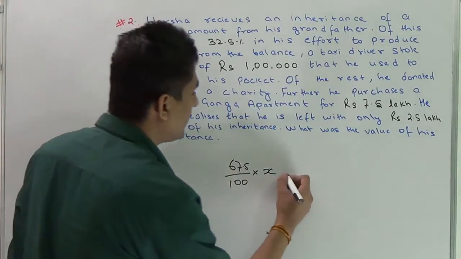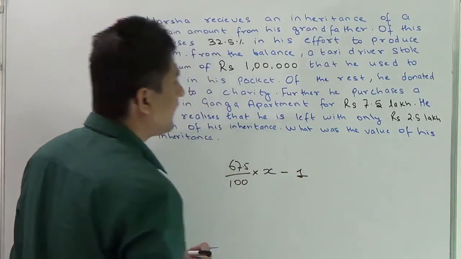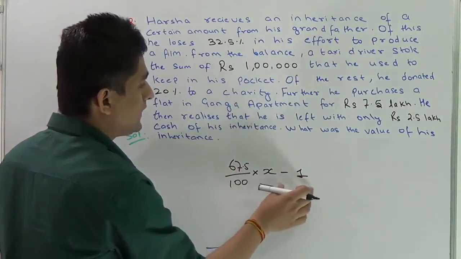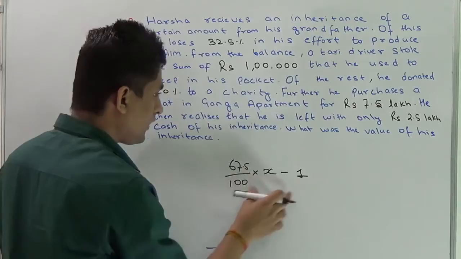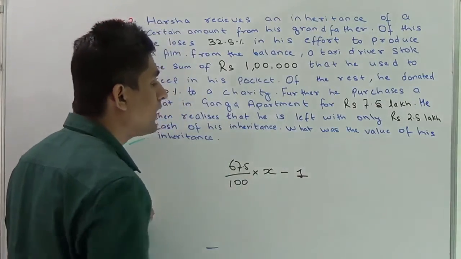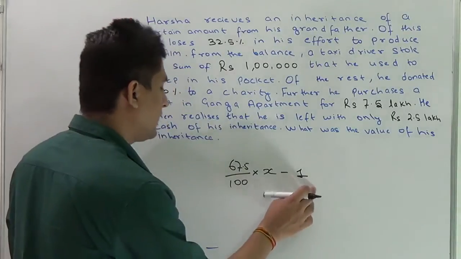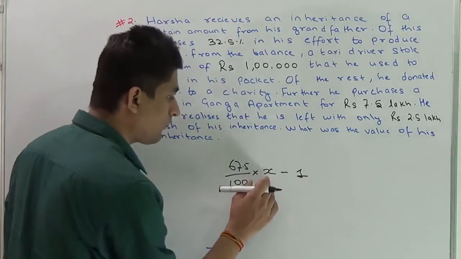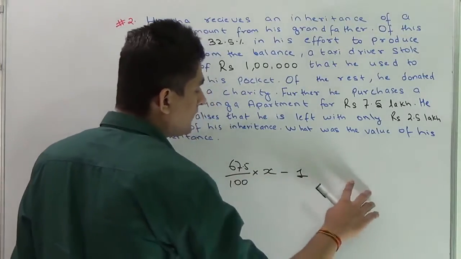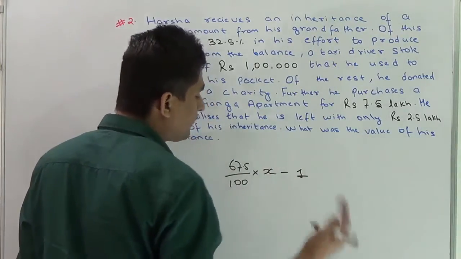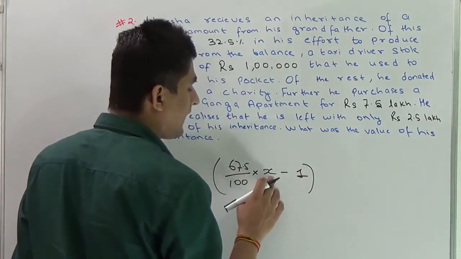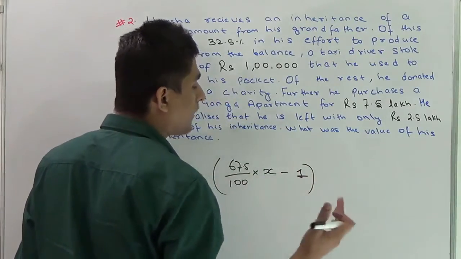Now a taxi driver stole 1 lakh rupees which he used to keep in his pocket. I am just writing 1 here because I have assumed X in lakh only. Otherwise, if I had assumed X in rupees, I would have added 5 zeros after this. But I have assumed X in lakh only, so in the final answer I get X in lakh rupees.